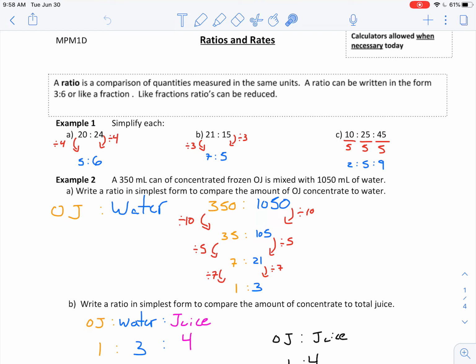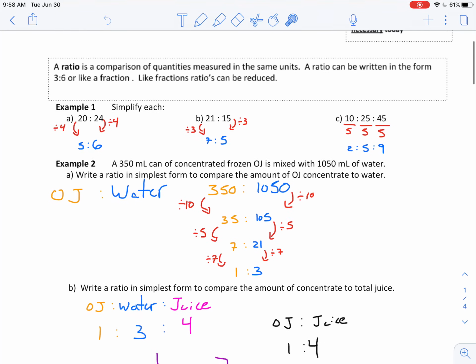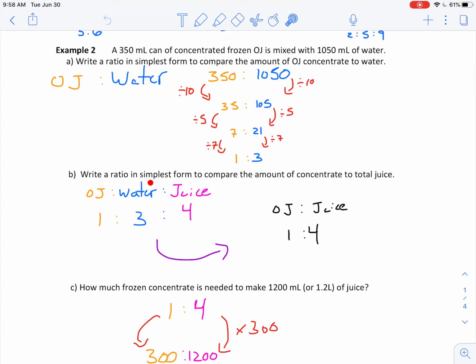This should look very similar to what we talked about with fractions and reducing fractions. We just keep reducing it until we can no longer reduce the ratio. B. Write a ratio in simplest form to compare the amount of concentrate to total juice. Okay, so we have orange juice to water is 1 to 3.